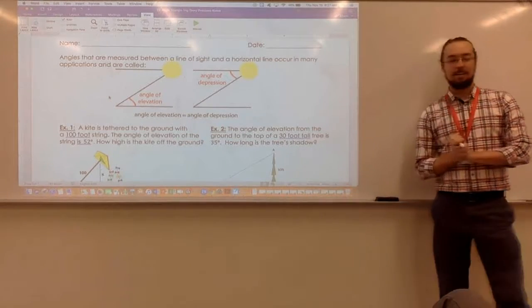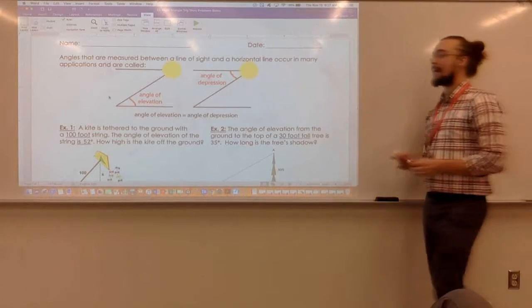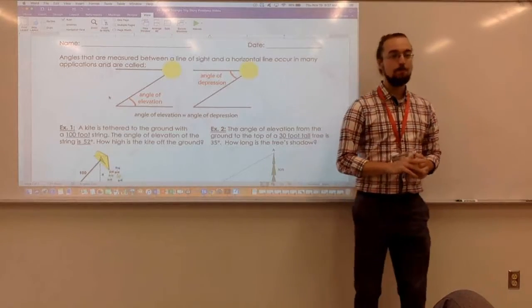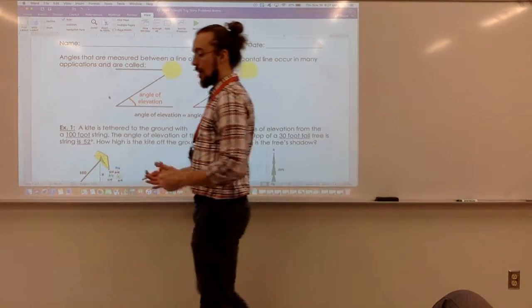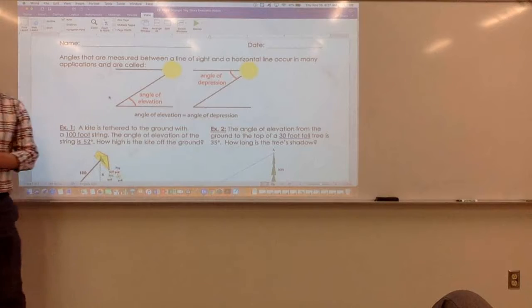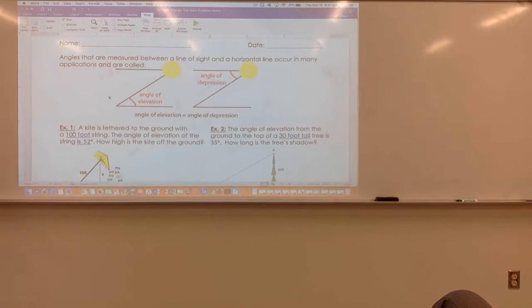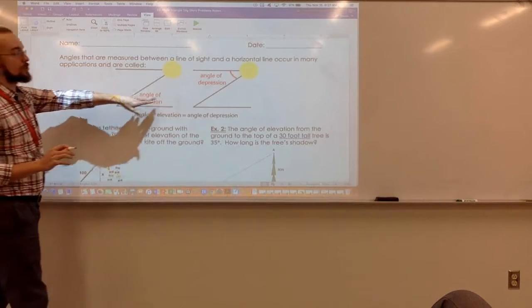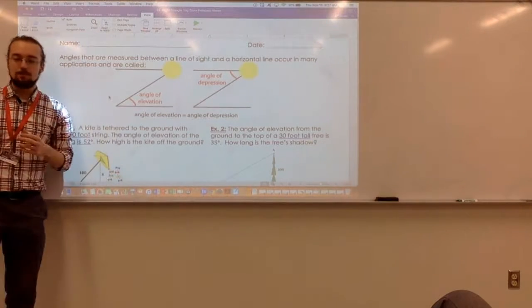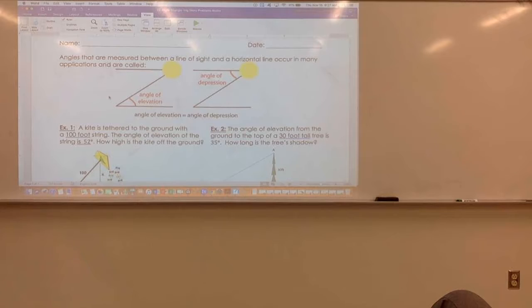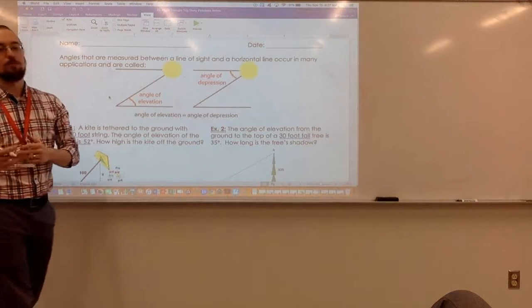Alright, today you're going to start taking a look at story problems. This is the last new thing that we're going to do in this unit. This is going to finish up our trig stuff. So there's really just two new vocabulary ideas that we need to talk about before we jump into the problems. And that is angle of elevation and angle of depression.